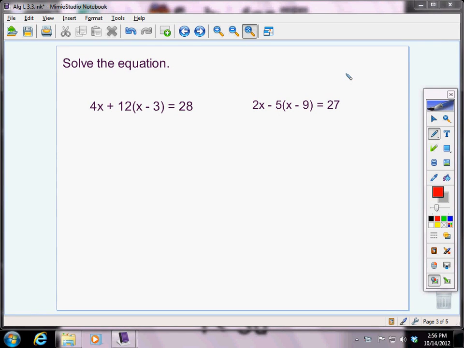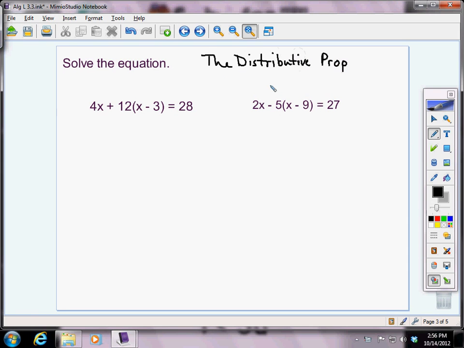Let's take a look at how we'd solve some multi-step equations with parentheses. When we have parentheses, ladies and gentlemen, we are going to use our favorite property, the distributive property. And remember, when we use the distributive property, we distribute, using multiplication, a number out to everything in parentheses.